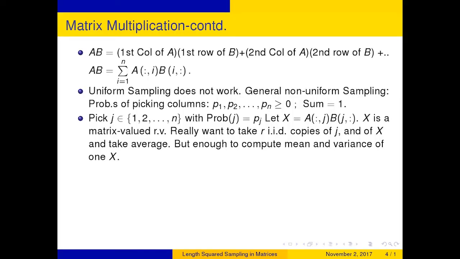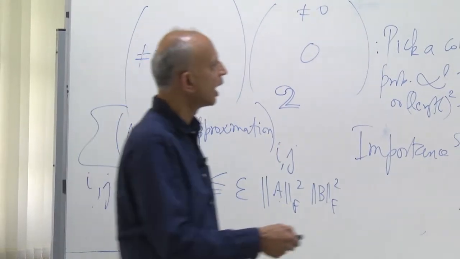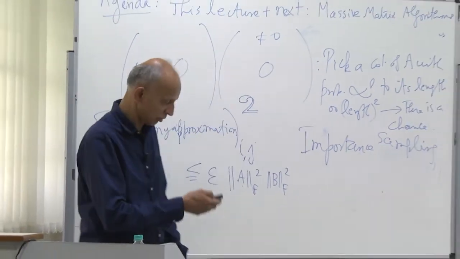Ultimately, we'll want to take IID samples of J and take the average. Otherwise, the variance will be too high, right? But let's deal with one and find the variance, and we can compute the variance for the average of many things simply. Okay, so let's compute the mean and variance of x. Once I know that, I know the mean and variance of the average of our trials, right? So what's the mean of x? It's a matrix valued random variable, so the expected value should be taken entry-wise, or the other way of saying it, the expected value is also a matrix, right?